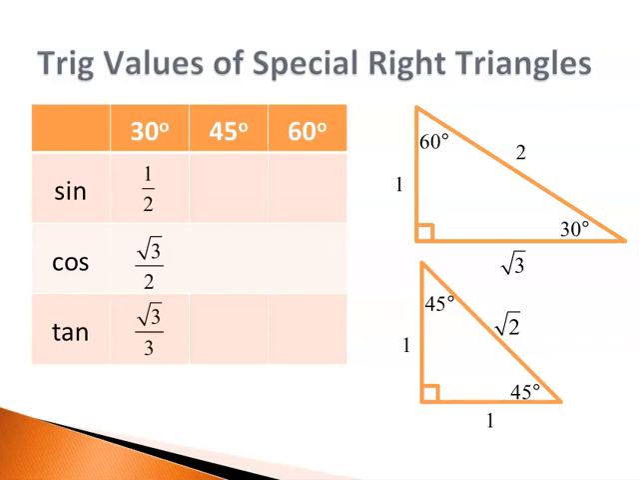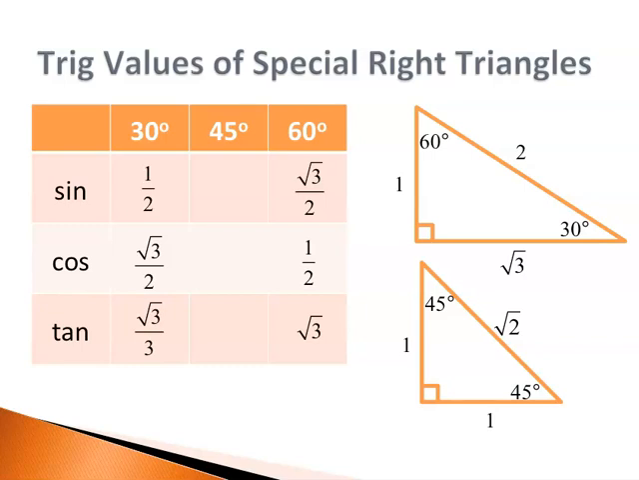Let's skip over to the 60-degree angle while we're looking at the 30, 60, 90 triangle. Now, across from the 60-degree angle, the opposite side is root 3, the hypotenuse is 2, so sine of 60 is root 3 over 2. Cosine, that would be 1 over 2. And then the tangent is opposite over adjacent, so root 3 over 1, or just root 3.